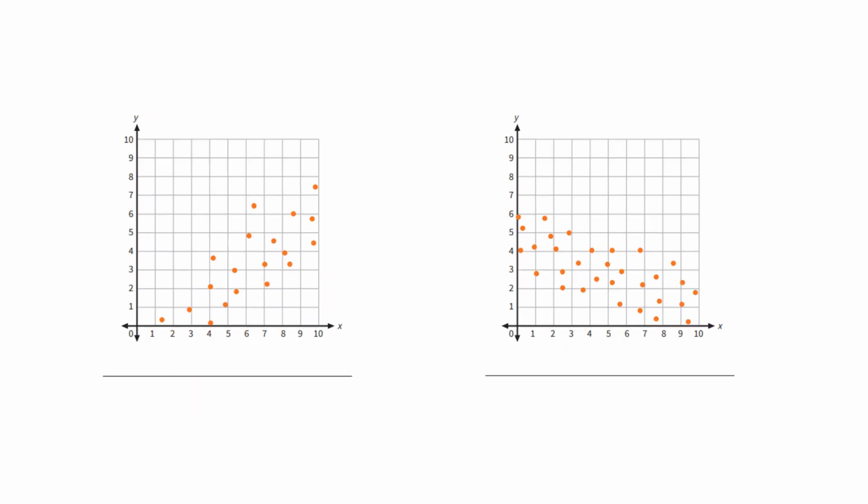For that next pattern, we would run our line through the middle of the points. It is going in an upward direction, so we would label it as a positive association. The points are far away from the line itself, so it is a weak positive association.